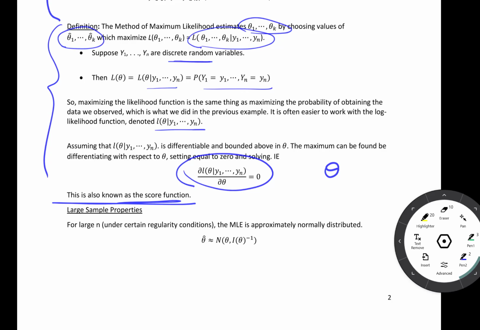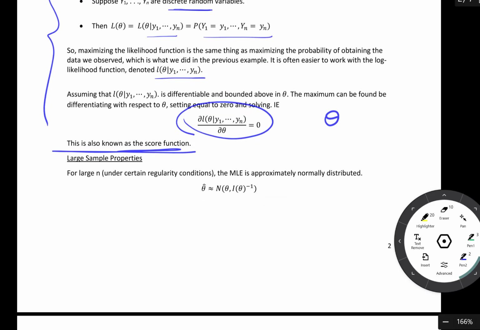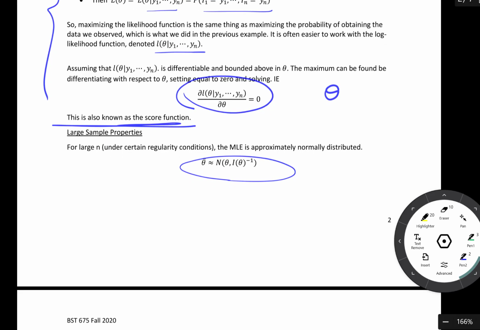Now, one thing to note here, and this is a common thing that happens, we're going to differentiate this with respect to theta to find the maximum. But remember, to ensure that that really is a maximum, you always want to take the second derivative just to double check that. All right, and so we have some large sample properties here. For a large n, under certain regularity conditions, the MLE will be approximately normally distributed. So this is another place where the normal distribution comes in and helps us out. All right, and remember here's that information function that was back from when we looked at the Cramér-Rao inequality.